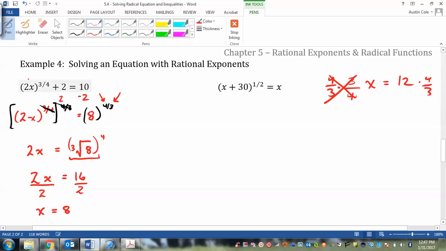We better plug this in. What's 2 times 8? 16. So now I'm going to take 16 to the 3/4 power, power over root. So I'm looking at the 4th root of 16 cubed. What's the 4th root of 16? 2. That is 2. 2 cubed is 8. 8 plus 2 is 10. It works.